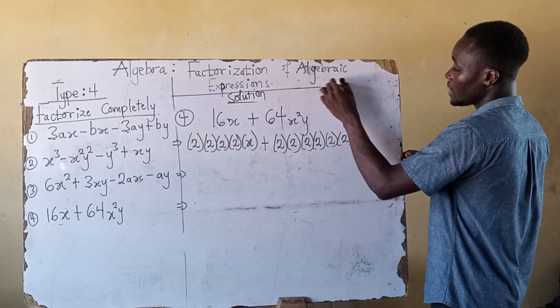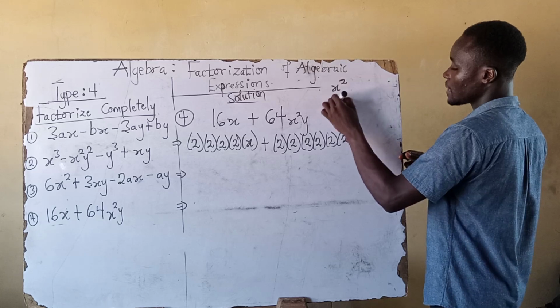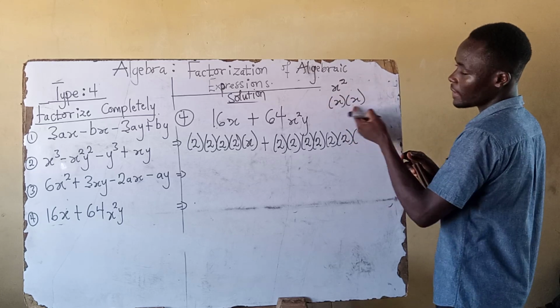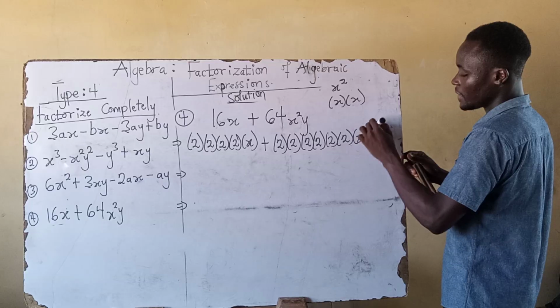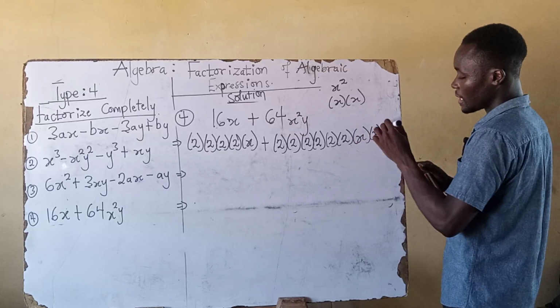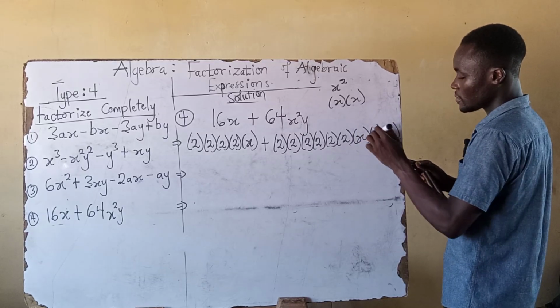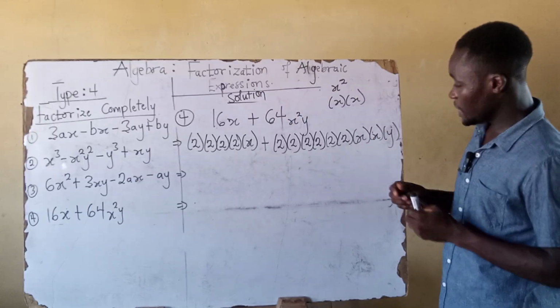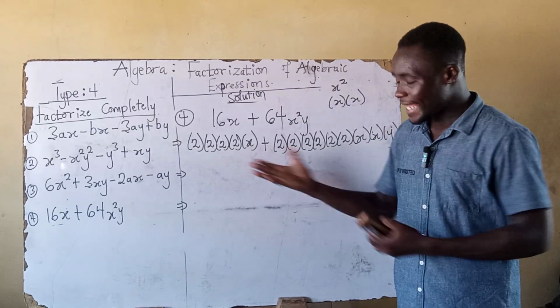Now I'll come to x squared. You see, x squared can be expressed as x times x. So here I have x multiplying another x. Then I have y. Are you following? Very good. So I'm done expanding it.